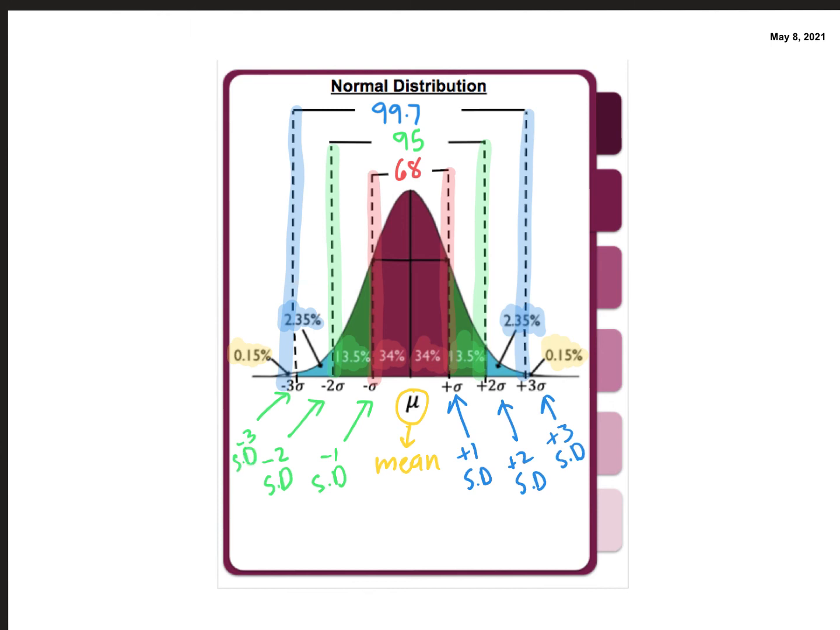You will be given for your data sets this week your mean and your standard deviation. You don't have to find them, but you will be using them to find the numbers along the bottom of your graph. All right, that is sort of my brief intro into the normal distribution.